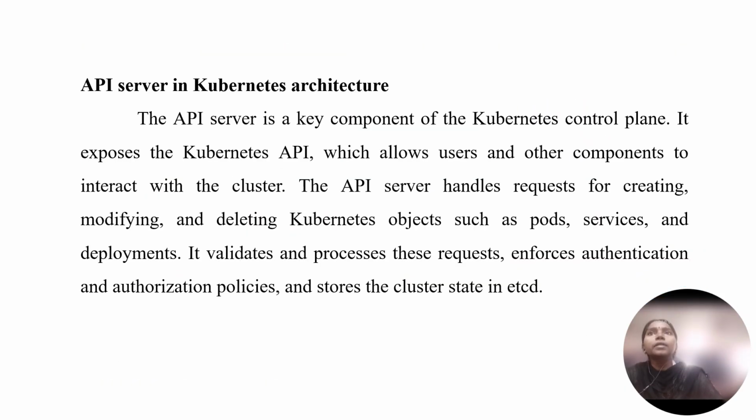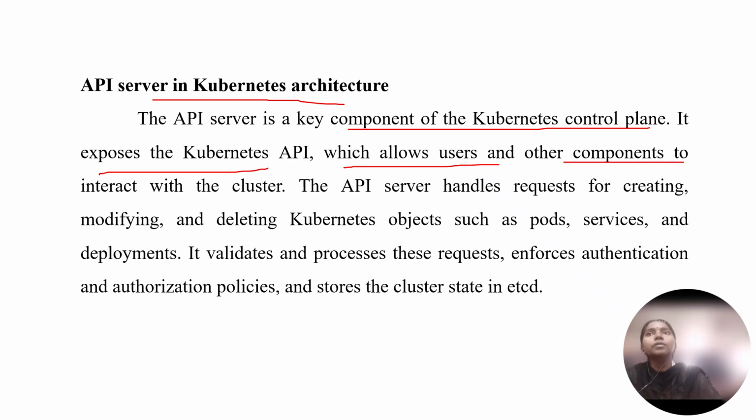The API server is a key component of the Kubernetes control plane. It exposes the Kubernetes API, which allows users and other components to interact with the cluster. The API server handles requests for creating, modifying, and deleting Kubernetes objects such as pods, services, and deployments. It validates these requests, enforces authentication and authorization policies, and stores cluster state in etcd.